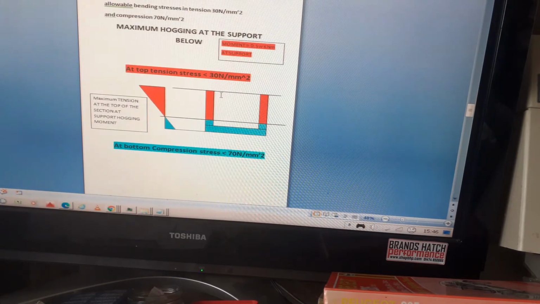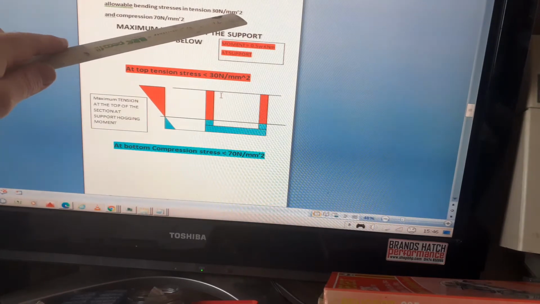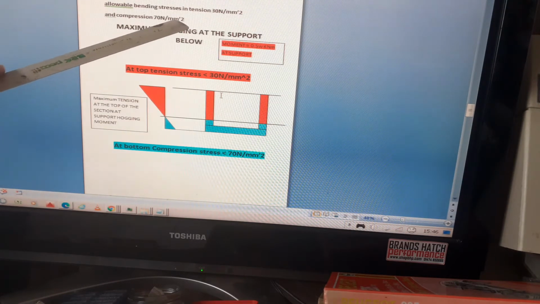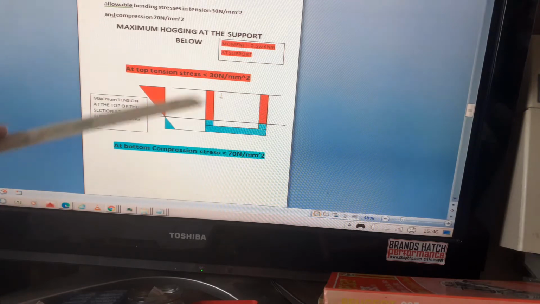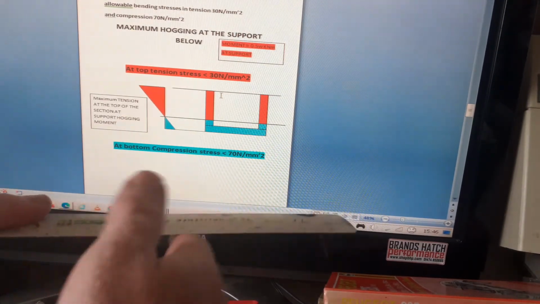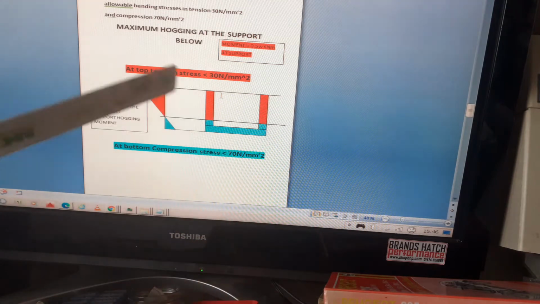So first of all, we know that the allowable bending stress in tension is 30 newtons per millimeter squared, and the allowable compression stress is 17 newtons per millimeter squared. As per the previous videos, let's start at the maximum hogging at the support. In that case, it's going to be tension over the support where the beam is cantilevering over. The tension will be at the top.